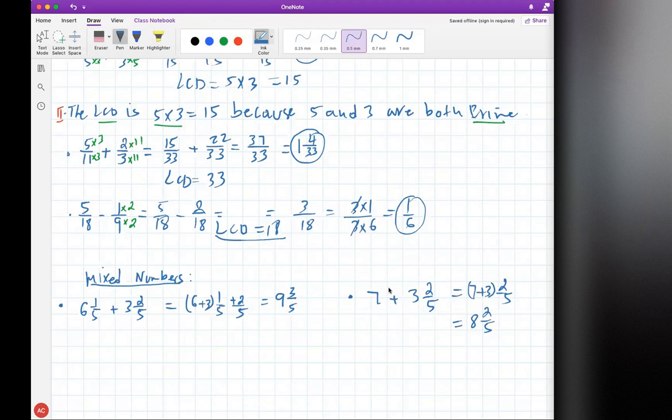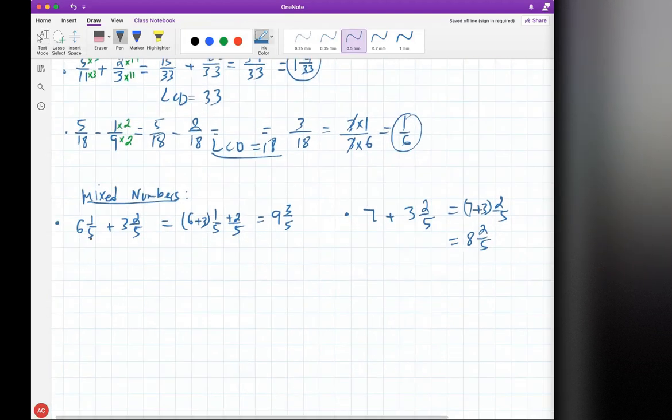Again, this only works for addition. For subtraction, it may or may not work, so do not attempt it with a fraction unless you're sure about it. Now let's see what happens if you have different denominators. We're also going to see what happens if you have a minus here.